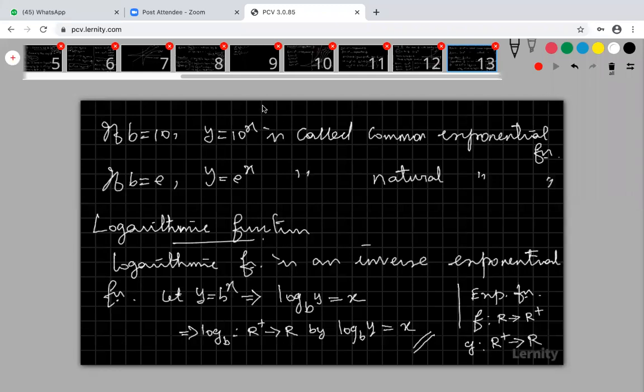So what is the exponential function? The exponential function is based on the polynomial function. If your polynomial function is x power 10, then we can define 10 power x. If my polynomial function is x power n, here I am defining n power x, that is b power x, and that is an exponential function. This is a faster growing function compared to the polynomial function. It grows faster than the polynomial function. Now I am defining the inverse of this exponential function, which is called the logarithmic function.